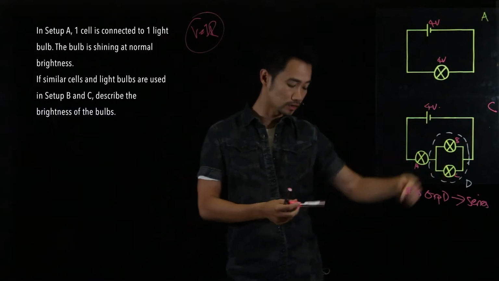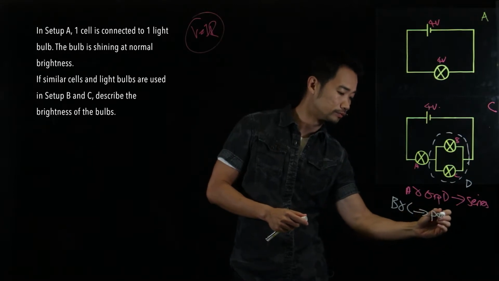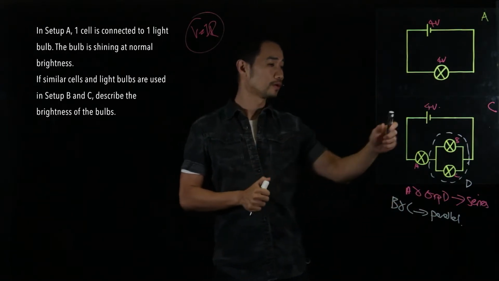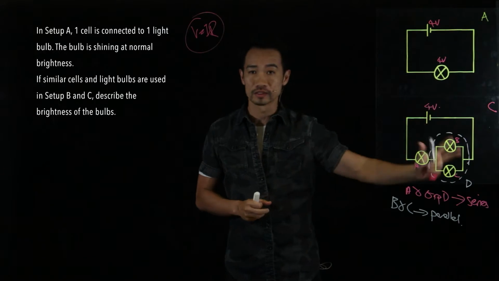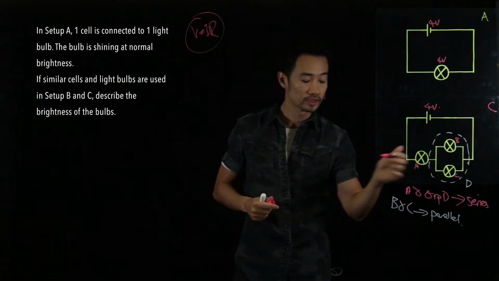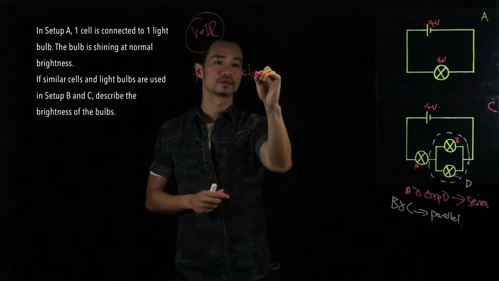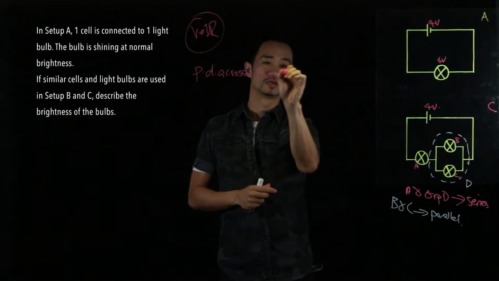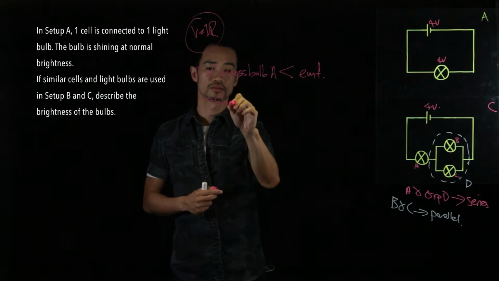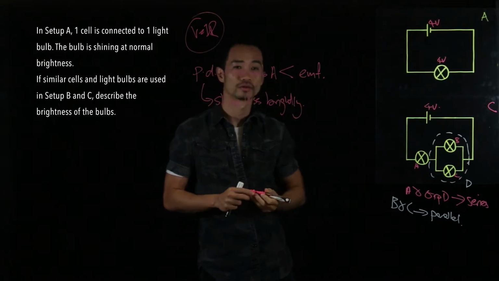And within group D itself, B and C are parallel. I want to write this first so that we can quickly solve it. If A and group D are in series, it means that the EMF has to be shared. You have to split it among these 2 groups. So whatever it is, the potential difference across bulb A must be less than the EMF. If that's the case, it will shine less brightly. So that's simple.